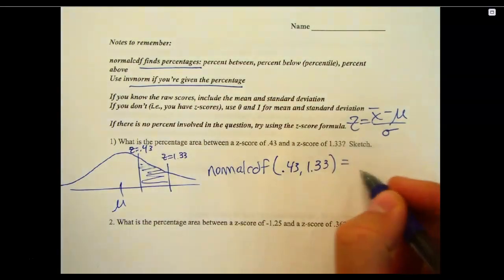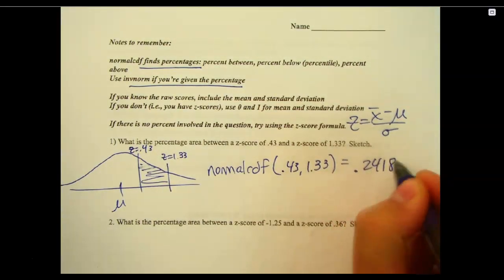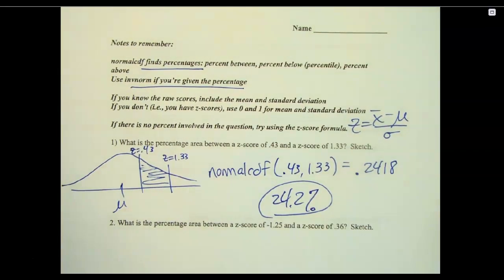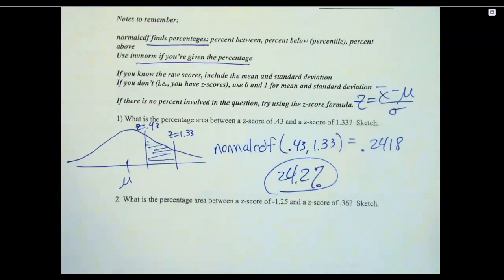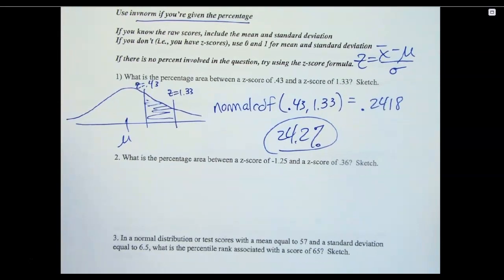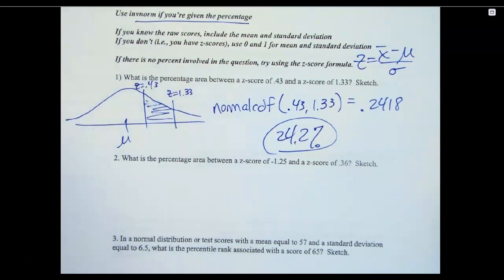So I get 0.2418, so like 24.2%, let's say. Is that okay with that? Yeah. Number 2. You okay? Yeah. Okay.